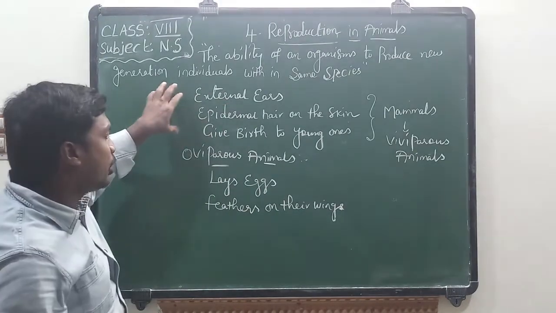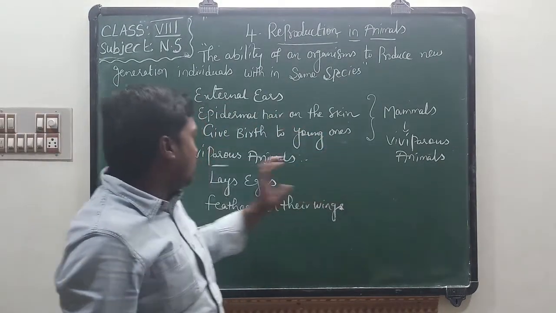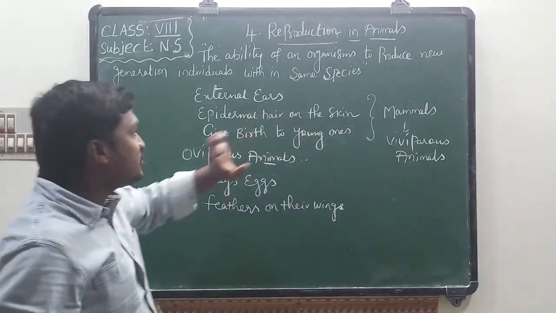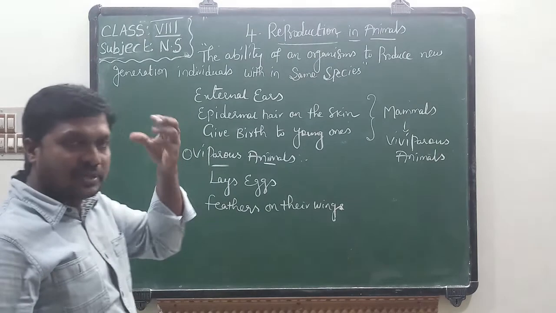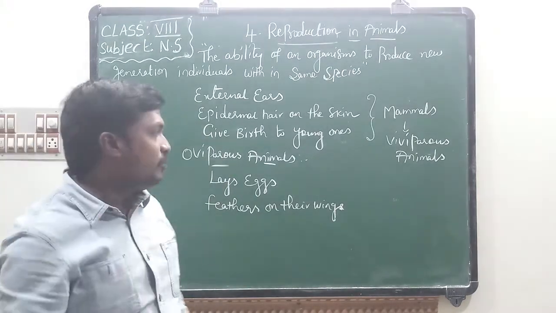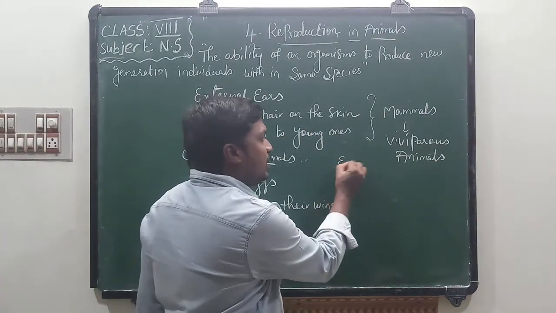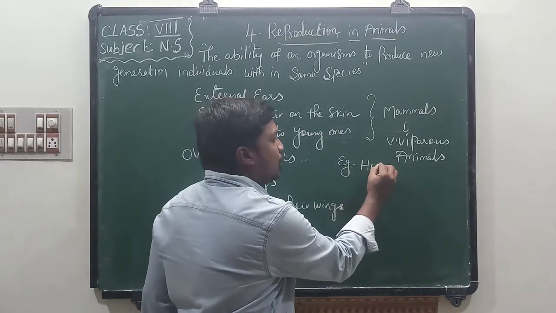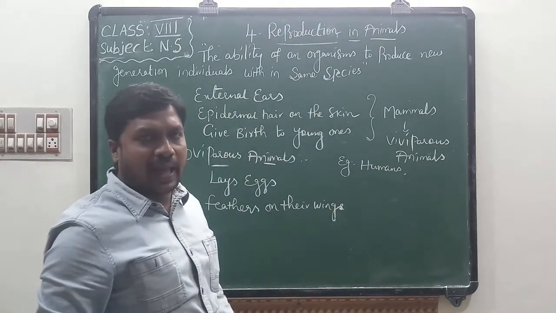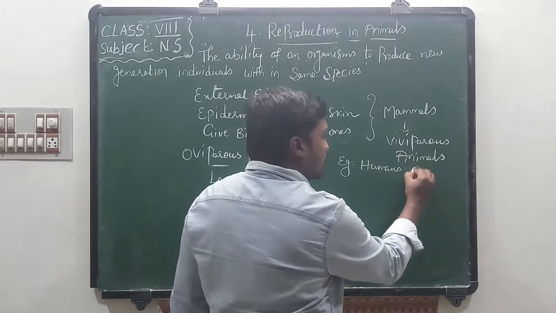Very important from the exam point of view. What are viviparous animals and what are oviparous animals? Viviparous animals means the animals which have external ears, hair on their skin, and give birth to young ones. Some examples of viviparous animals are humans. Do you know, children, human beings are also animals? We are social animals.